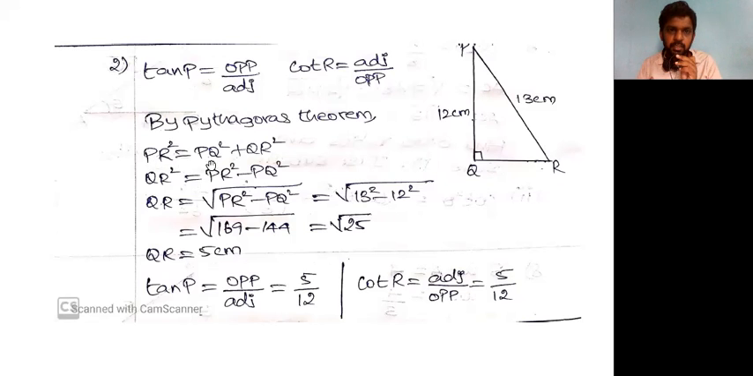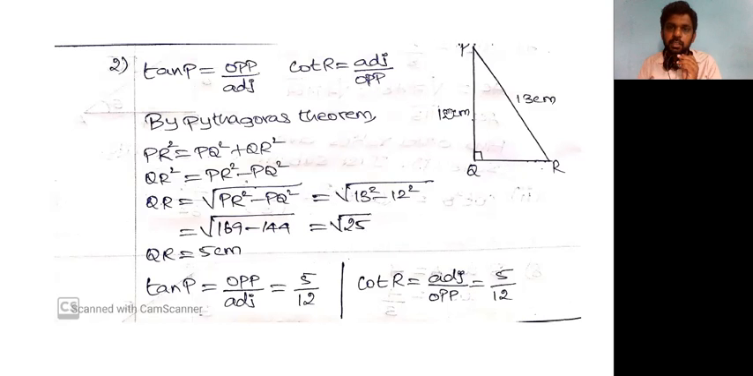So PR square is equal to PQ square plus QR square, or QR square is equal to PR square minus PQ square. I am taking this PQ square to the other side, so it becomes minus PQ square. So the remaining is QR square. Or QR is equal to square root of PR square minus PQ square, which is square root of 13 square minus 12 square. 13 square 169, 12 square 144, which is root of 25, which is 5. So QR is 5 centimeters.